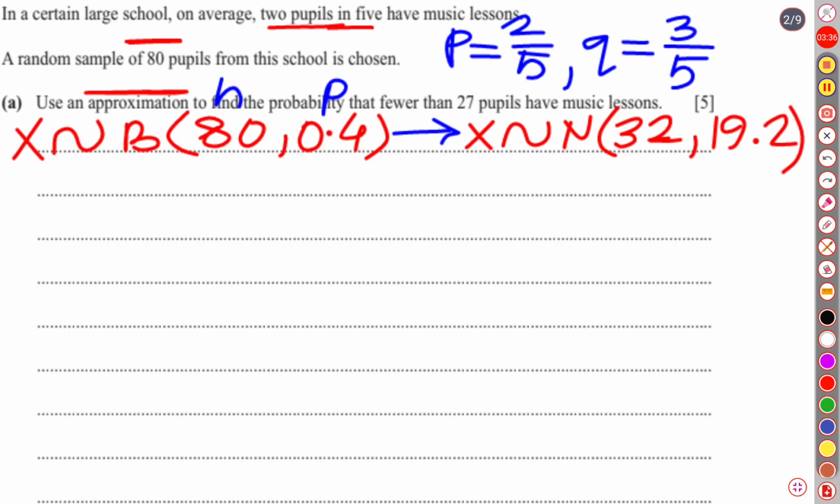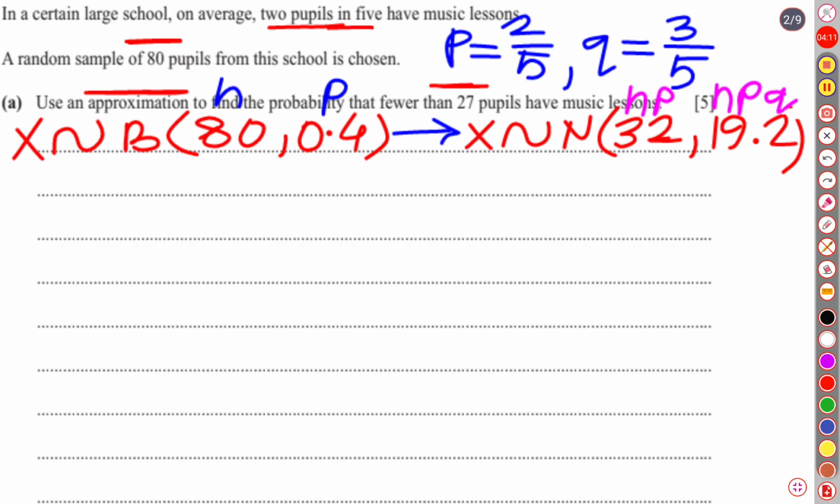So this is how we should start our solution: the mean is np, and our variance is npq. I think you got my points. Well, now they have told us to approximate. So they have told us to find the approximation for fewer than 27 pupils.